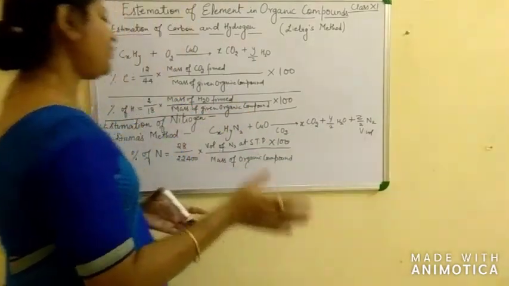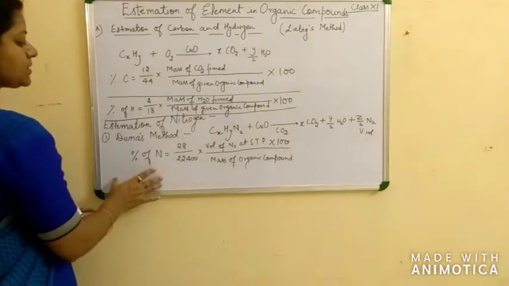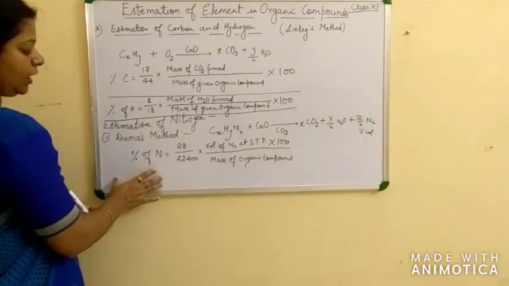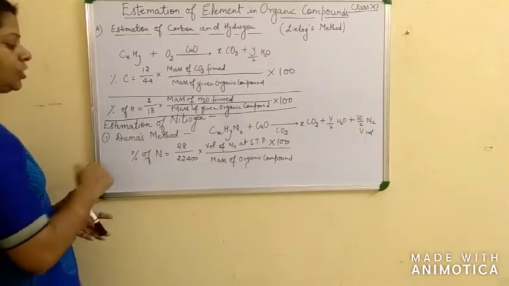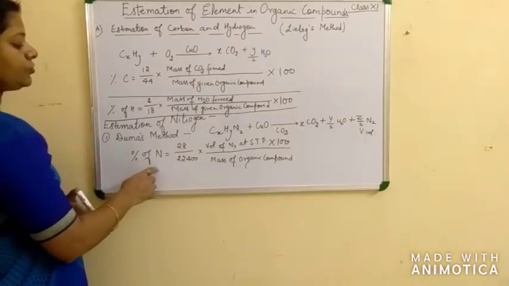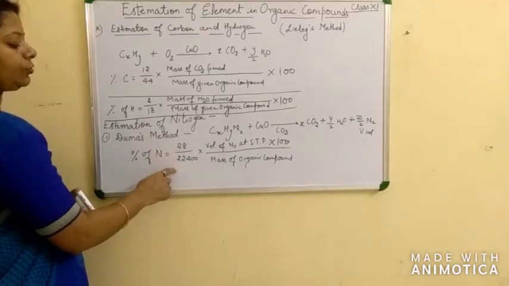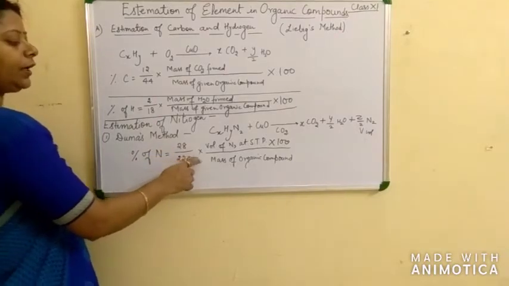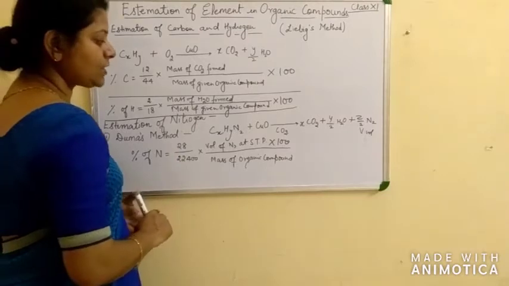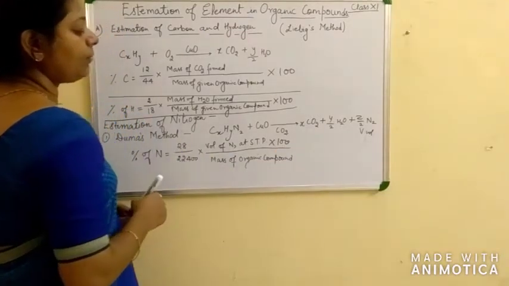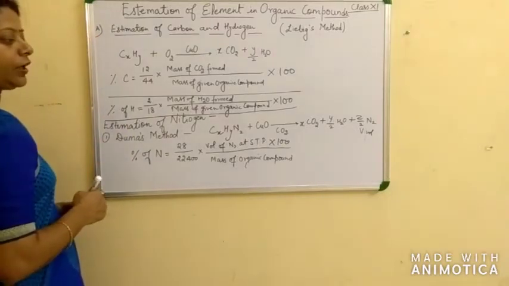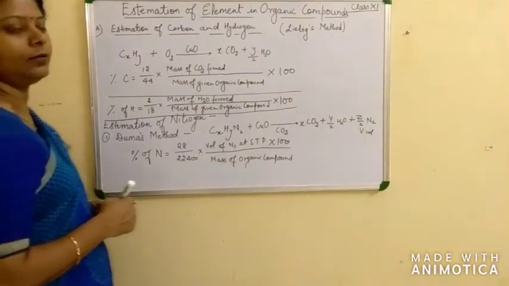So that STP volume we put in this formula to calculate the percentage of nitrogen, as percentage of nitrogen is equal to 28 by 22,400 milliliter into volume of nitrogen at STP that we get here, divided by mass of organic compound, into 100.